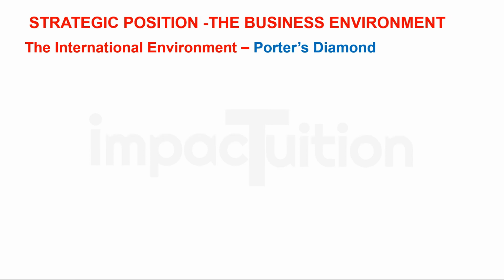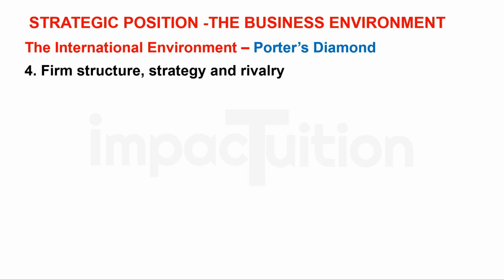The fourth element is the firm structure, strategy, and rivalry. Porter suggested that other factors that create national competitive advantage are the strategy of firms and their owners, the organization structure of firms, and the rivalry between local firms in the industry.